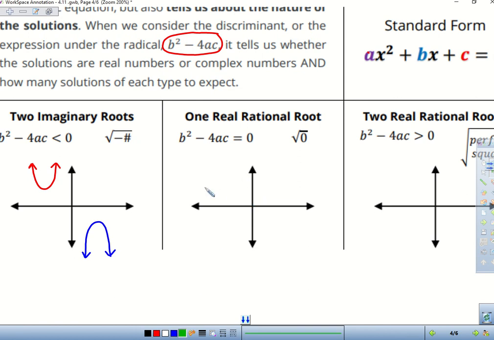Now, one real rational root can happen two ways as well. You can touch the x-axis once and then go upward, or you can touch the x-axis once and be going downward.